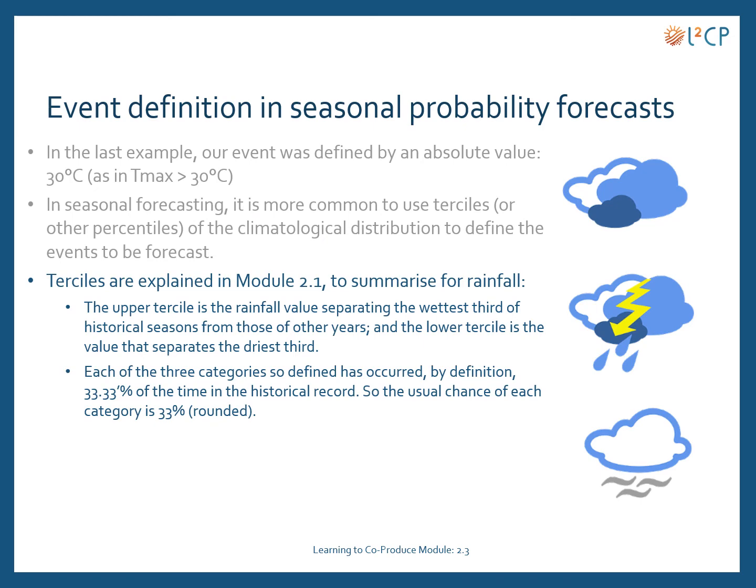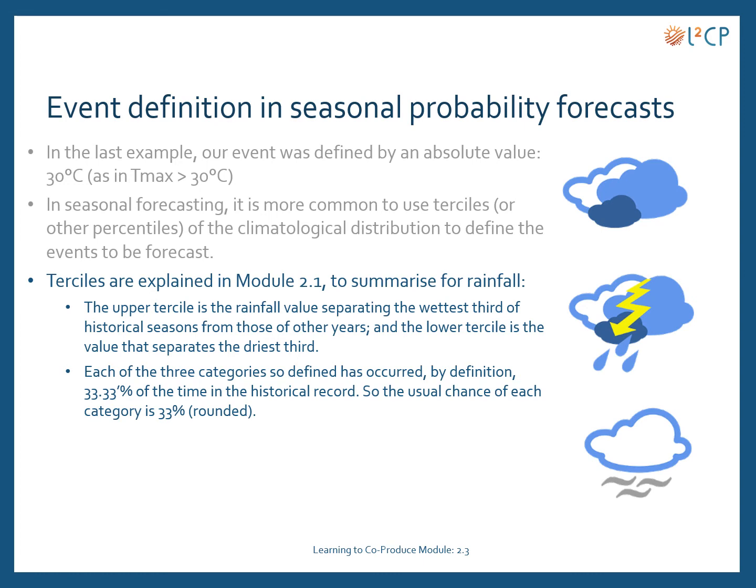To briefly summarise here, using seasonal rainfall totals as an example, we can say the upper tercile for a given season and location is the rainfall value that separates the wettest third of historical seasons from those of other years, and the lower tercile is the value that separates the driest third in the same way.